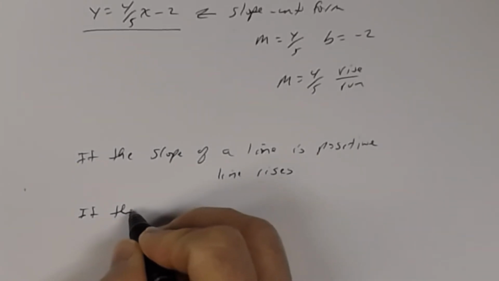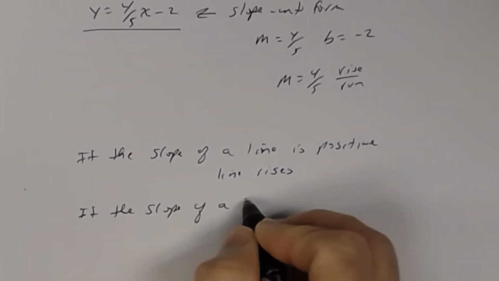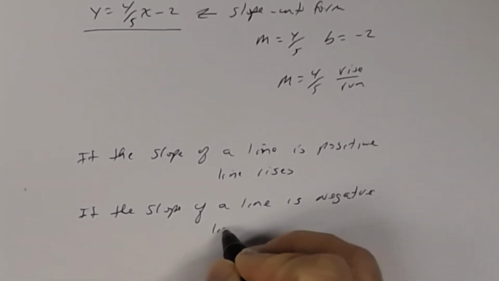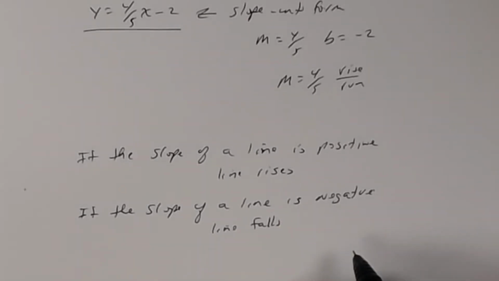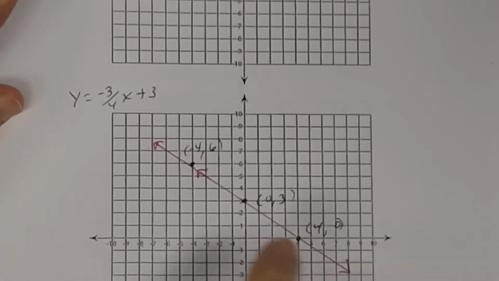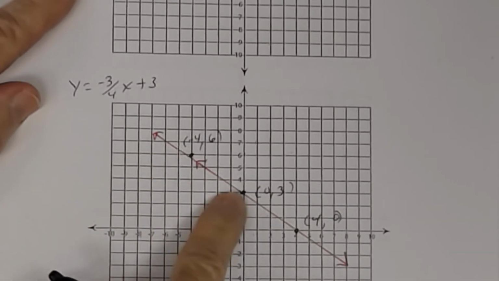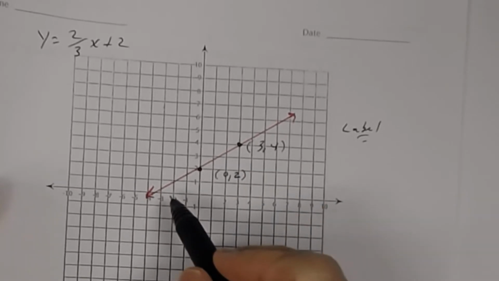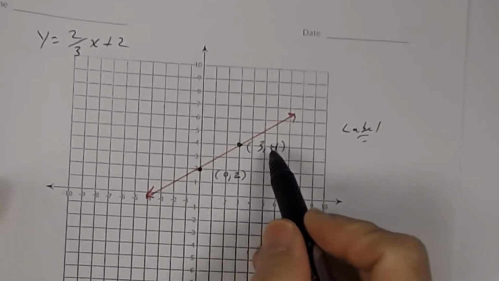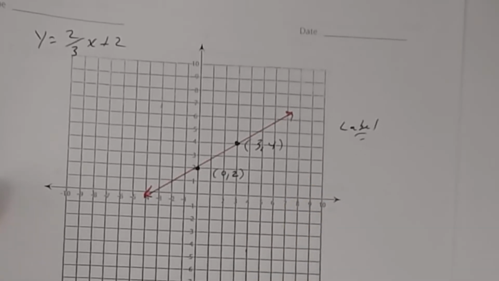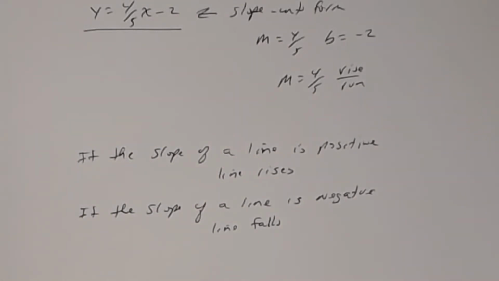If the slope of a line is negative, we say the line falls. Later on you're going to learn about increasing and decreasing. Basically the y values are decreasing. Since it's falling, that means the y values are decreasing. Here, it's rising, so the y values are increasing. See, this y value is 2, then this y value is 4, and this y value would be some other number greater than 4, and so on.